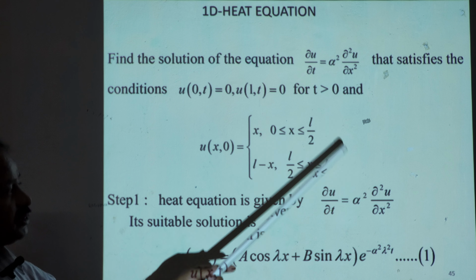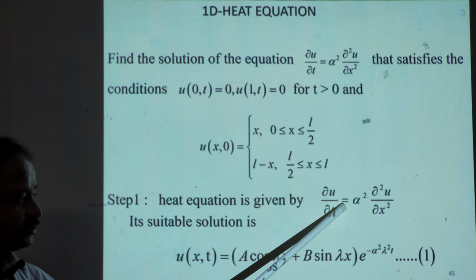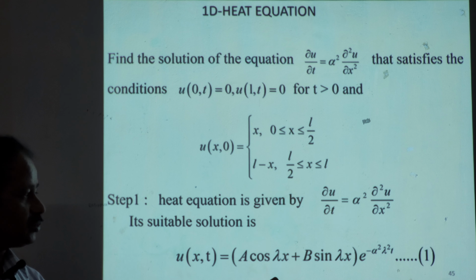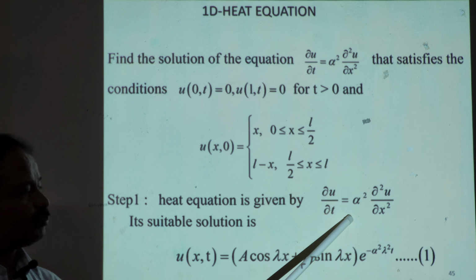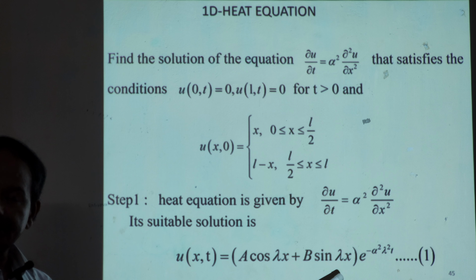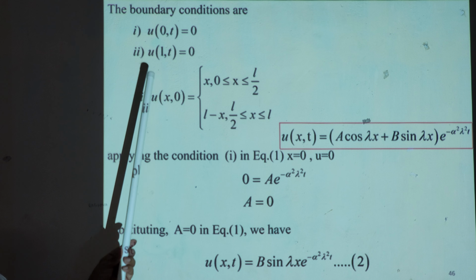So this is the equation given in the problem. According to this equation, the solution is given by this expression, equation 1. So we have the heat flow equation. We are going to find u(x,t), which is the solution of this partial differential equation, and the solution is given by this. Now we will have to use the boundary conditions.